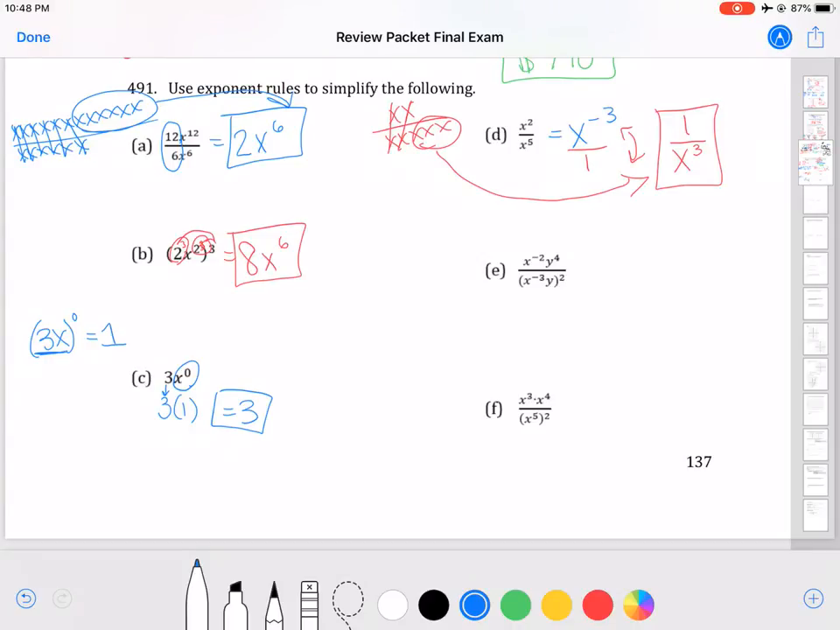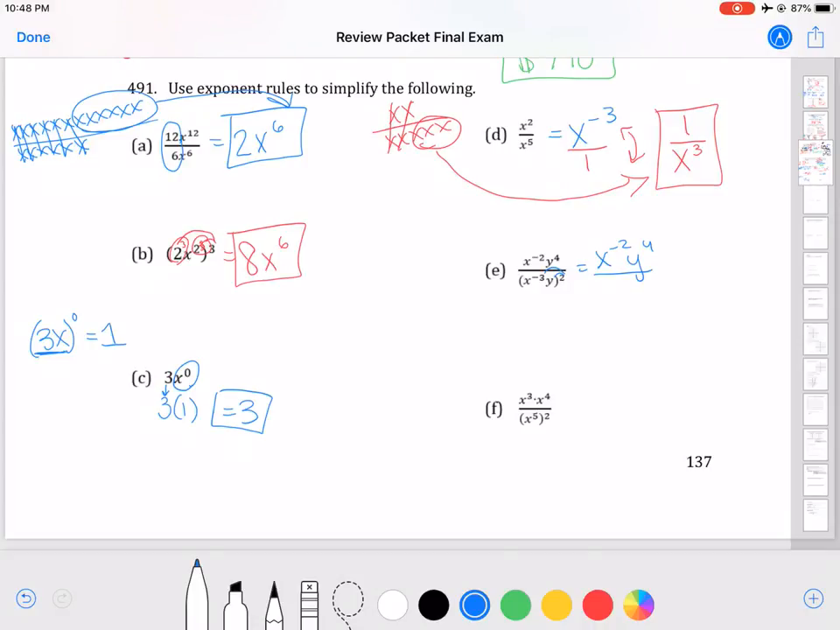All right, next one's a bit of a toughie. We have x and y. There's nothing to simplify on top. Yes, the x and the y are being multiplied, but because they don't have common bases like xx or yy, I can't do anything with their exponents. So I'm going to leave that alone for now as x to the negative 2nd power and y to the 4th. But on the bottom, we have a little bit more to work with because there's parentheses there. That x to the negative 3rd is being squared, and so is this y to the 1st, technically. So I'm going to use that power to a power rule.